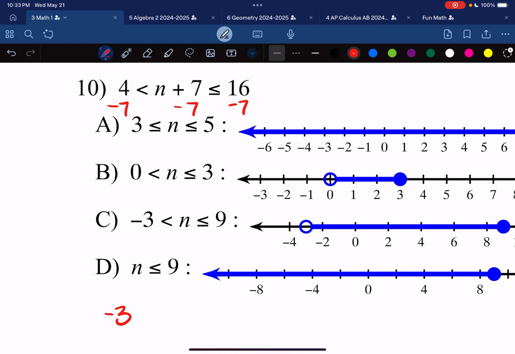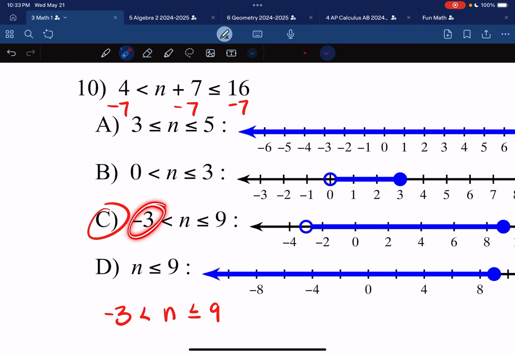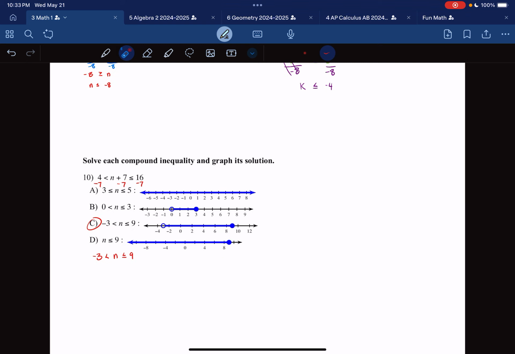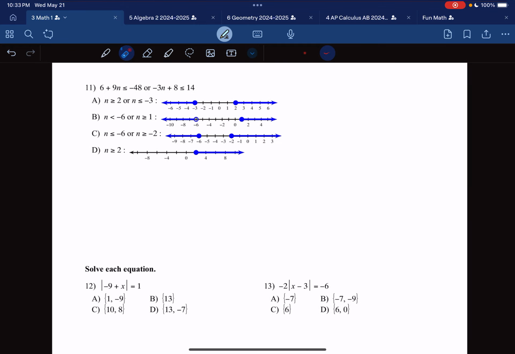I'm going to say -3 is less than n, which is less than or equal to 9. And that is option C, just based on my numbers that I'm looking at. If you had something more difficult, or maybe I had something over here that was 2n, then that would not work because now I have an imbalance of 2n and n. But I don't think I'm going to put those on the final for you guys, just so you know how to solve them in the future if you see those.